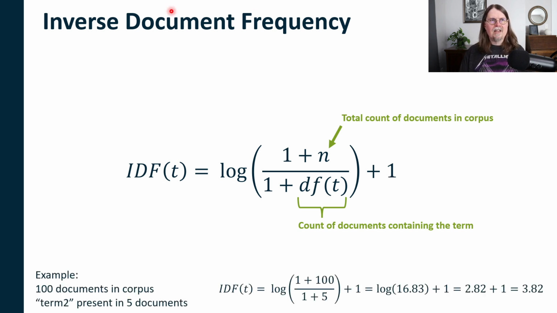So here's my hypothetical example. I have 100 documents in my corpus, and this hypothetical term 2 is present in 5 of the documents. So all I do is plug and chug. So the IDF of term 2 is the log of 1 plus 100, because I have 100 documents total, goes over here. Term 2 is present in 5 documents, so it goes there. So I get the log of 16.83 plus 1, and that gives me a final value all the way over here of 3.82. Notice that because of the calculation, its importance gets raised.